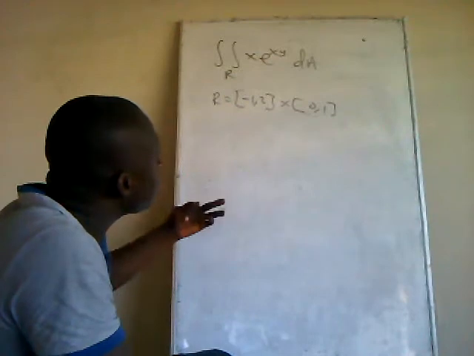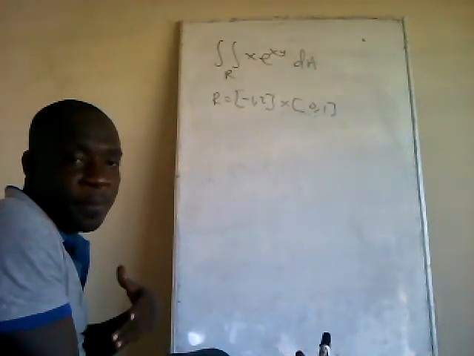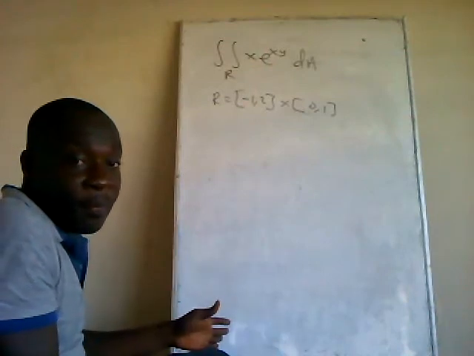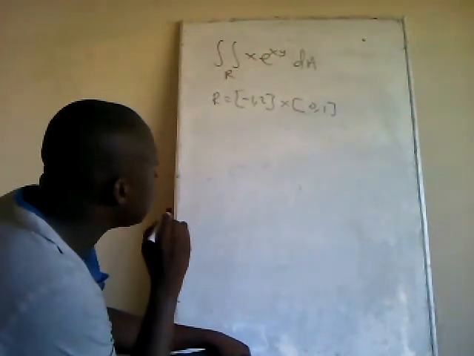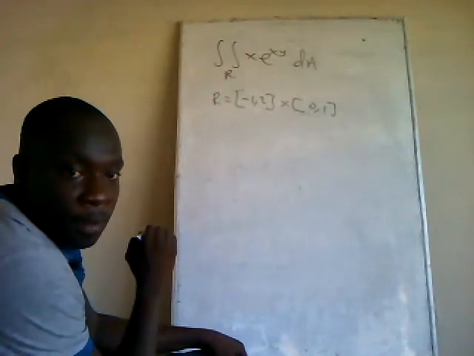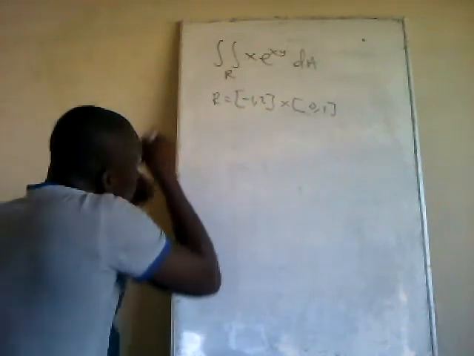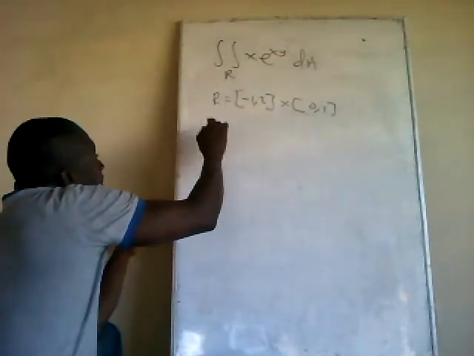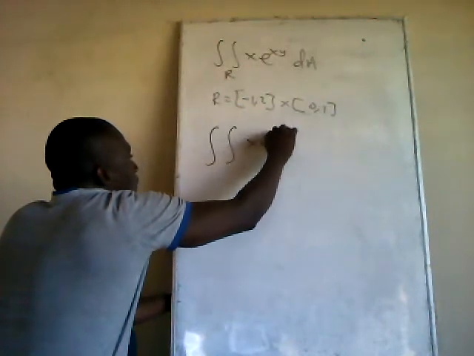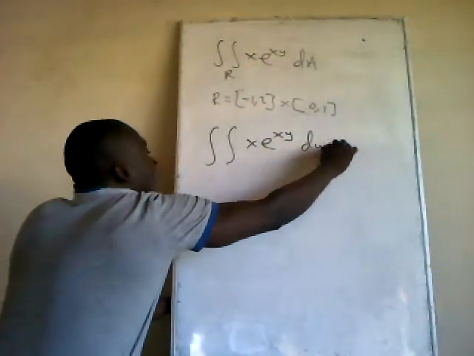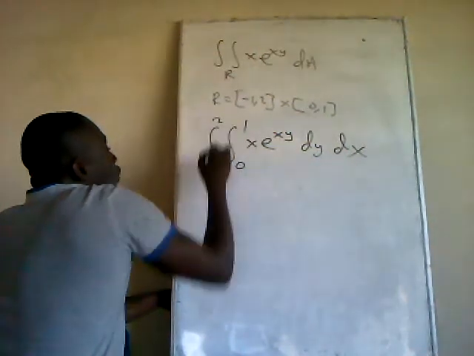Because I'll be integrating first with respect to y before x, if I do it with respect to x before y, I must get the same answer. But sometimes it's impossible to first integrate with respect to a particular variable, and we'll get there. For this one, I will integrate first with respect to y before x. So I write 0 to 1 for y and minus 1 to 2 for x.